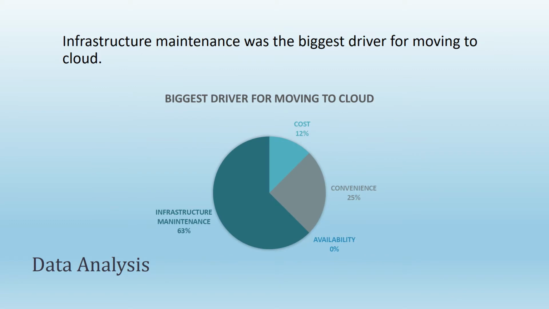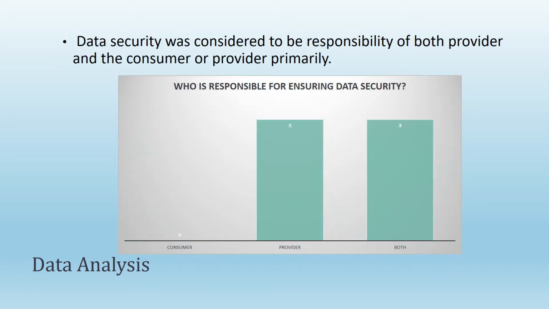According to the survey results, maintenance, cost, scalability, and availability were the most liked features about cloud computing. Infrastructure maintenance, followed by convenience, seemed to be the biggest driver for the companies to move to cloud. There was a shared opinion about who was responsible for ensuring data security. Half of the respondents said that the cloud service provider was responsible for the data security, while half of them said that data security was the responsibility of both the consumer and the provider.